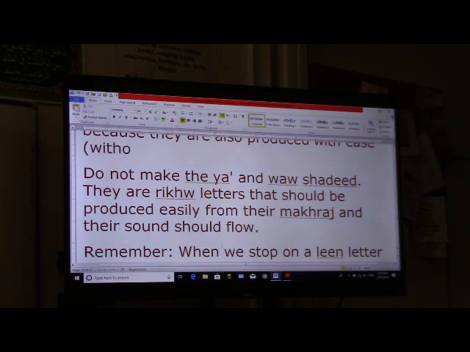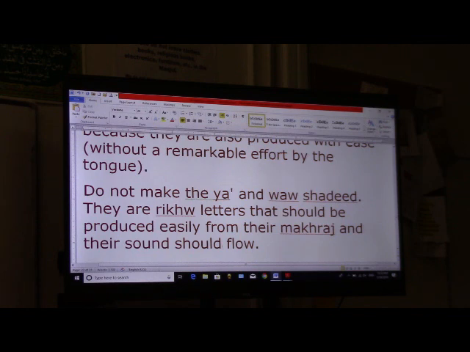Means without a remarkable effort from the tongue. Clear? Now, do not make the ya and waw shadeed. That's the first common mistake. You don't say min khawf, don't cut it. No, it should flow, right? The waw is not shadeed, the ya is not shadeed. They are what? Rikhu.